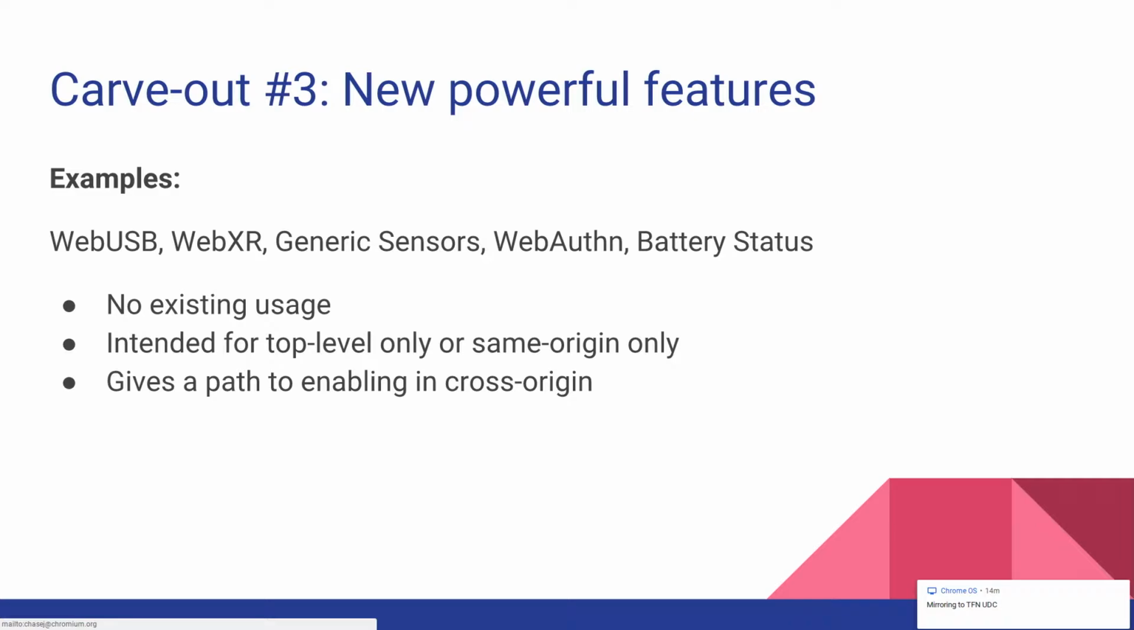Because these features are powerful, you'll typically want to allow them for your frame only and not for cross-origin. For example, if you're embedding third-party content and you don't want them to use these features. But what this does do is give you a path to enabling it in a cross-origin frame in a way that you can control.